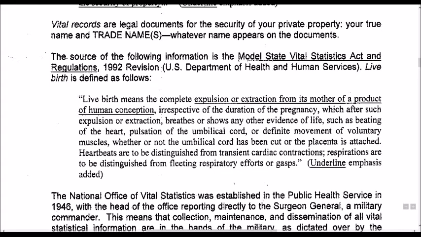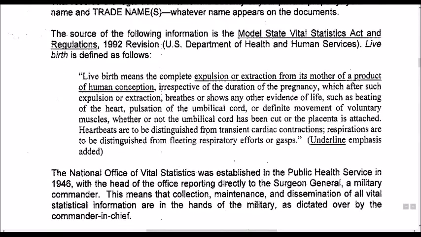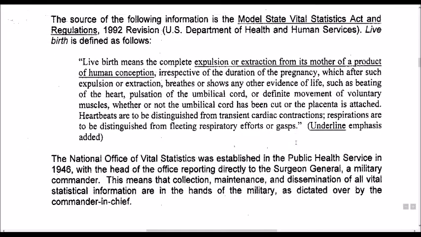irrespective of the duration of pregnancy, which after such expulsion or extraction breathes or shows any other evidence of life, such as beating of the heart, pulsation of the umbilical cord, or definite movement of voluntary muscles, whether or not the umbilical cord has been cut or the placenta is attached. Heartbeats are to be distinguished from transient cardiac contractions. Respirations are to be distinguished from fleeting respiratory effects or gasps.